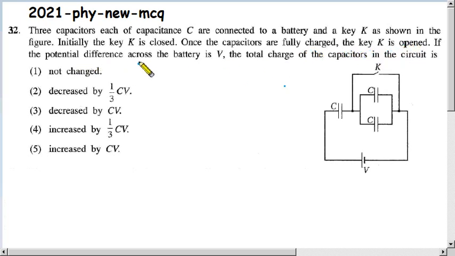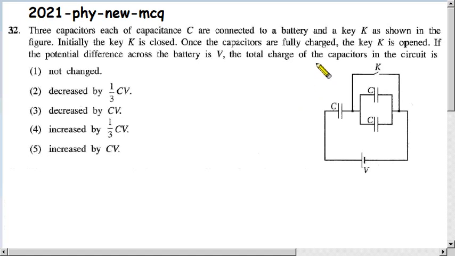If the potential difference across the battery is V, the total charge of the capacitors in the circuit is: first, not changed; second, decreased by 1/3 CV; third, decreased by CV; fourth, increased by 1/3 CV; fifth, increased by CV.